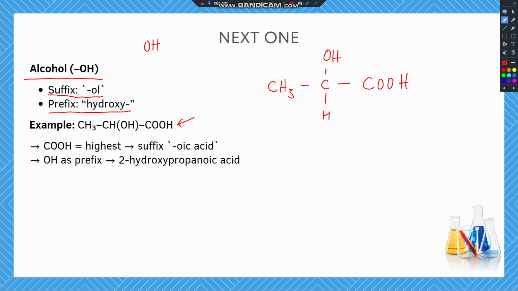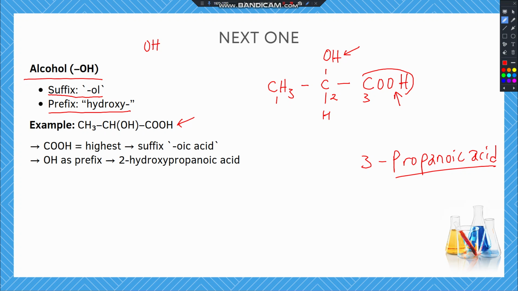So now, first things first, let's identify the number of carbon atoms that we have. To do that, we have 1 carbon atom, 2 carbon atoms, 3 carbon atoms. 3 carbon atoms tells us that we have the parent name prop. So now let's identify the functional groups. We have one over here, and we have another one over here. Since this one takes priority, it will now have the suffix propanoic acid.